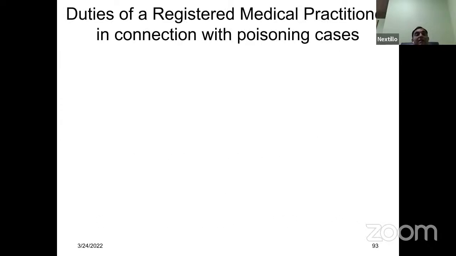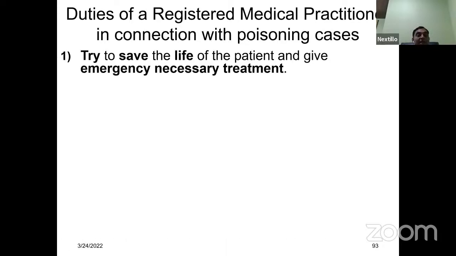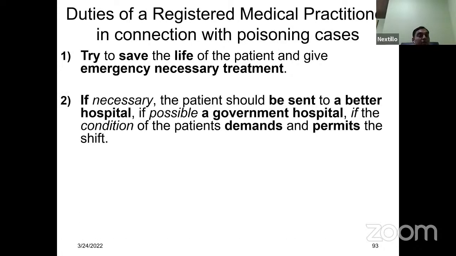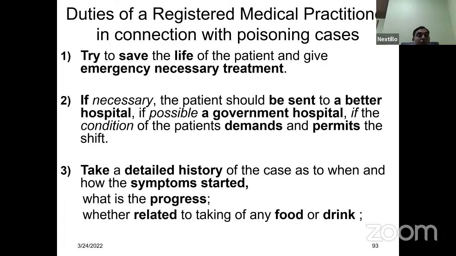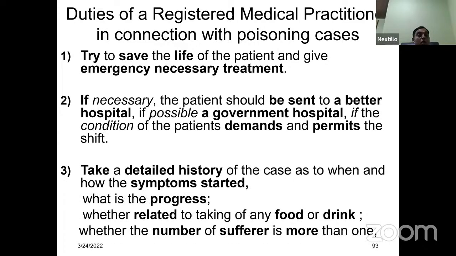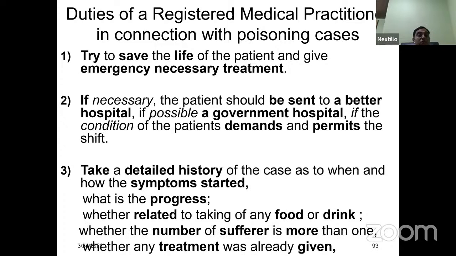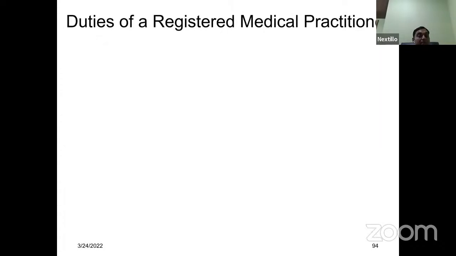Duties of a registered medical practitioner in connection with poisoning cases are very important. Try to save the life. That is the most important duty. If necessary, the patient should be sent to a better hospital, if possible a government hospital, if the condition demands and permits the shift. Take a detailed history: when the symptoms started, what the progress was, whether related to any food or drink, whether the number of sufferers is more than one, or whether treatment was already given outside.